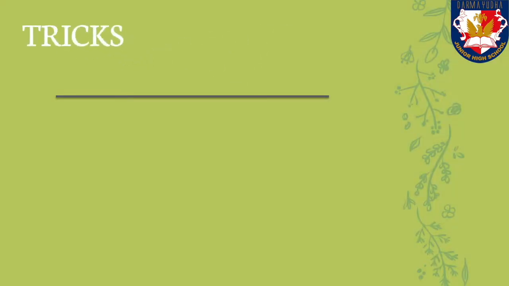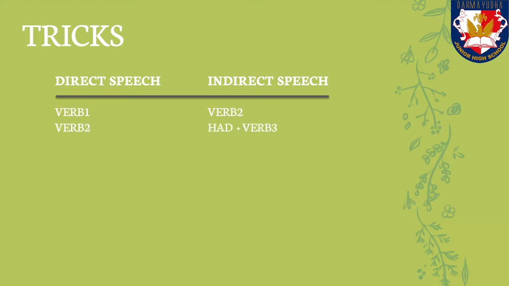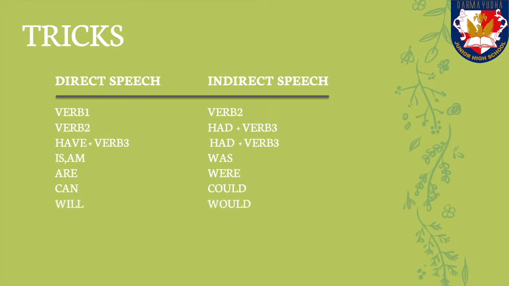And here are some tricks for you to change a direct speech into indirect. Verb 1 becomes verb 2. Verb 2 becomes had verb 3. Had verb 3 becomes had verb 3. Is and am become was. Are becomes were. Can becomes could. Will becomes would. Do or don't become did or didn't.